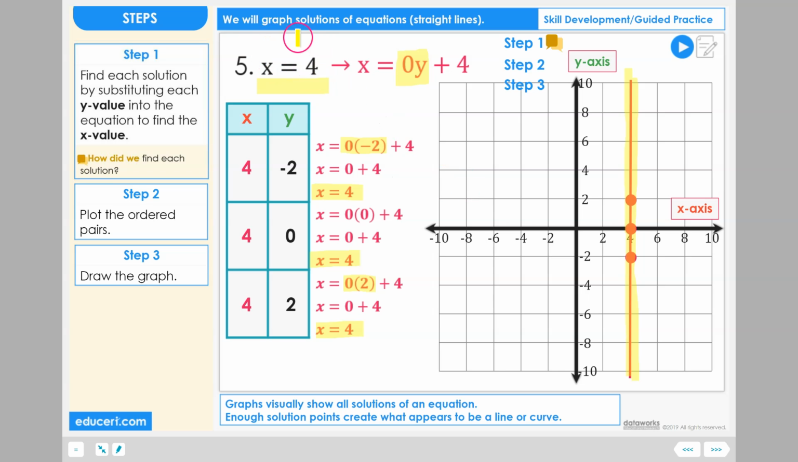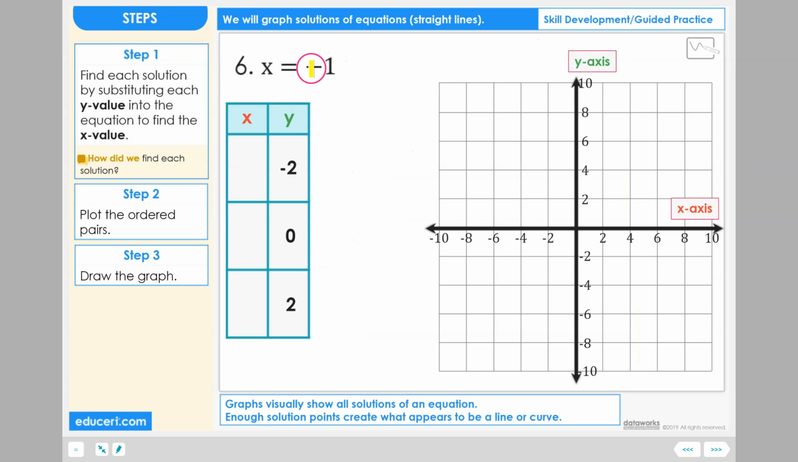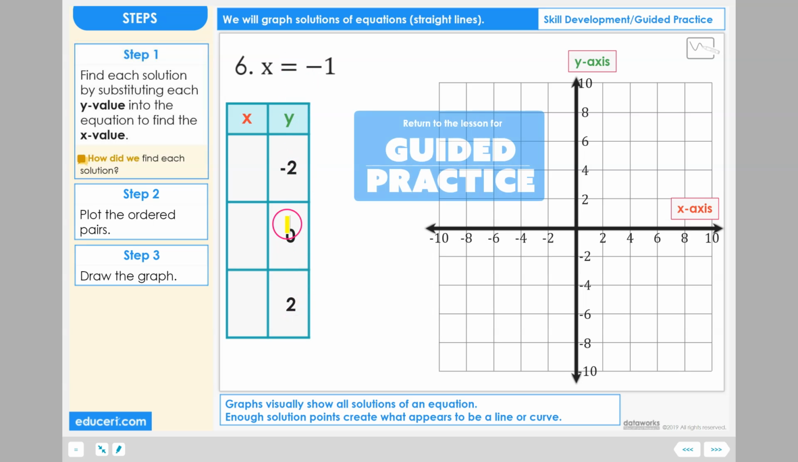Y equals equations create straight lines horizontally. X equals equations create lines that go through the x-axis vertically on the graph. You are now ready to graph the x equals equation in problem number 6. Remember to include 0 times y into the equation and substitute in y values to find x values.